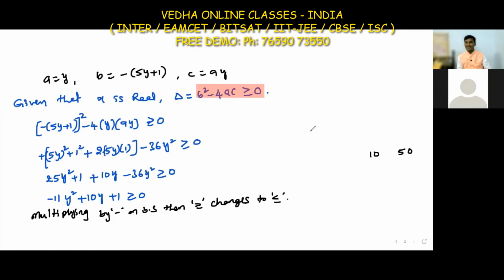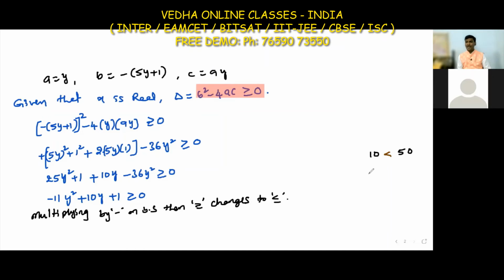Which is smaller, 10 or 50? 10, sir. 10 is smaller. So 10 is less than 50, right? 10 is less than 50. Okay, so we write the less than symbol here, right? Is it correct?